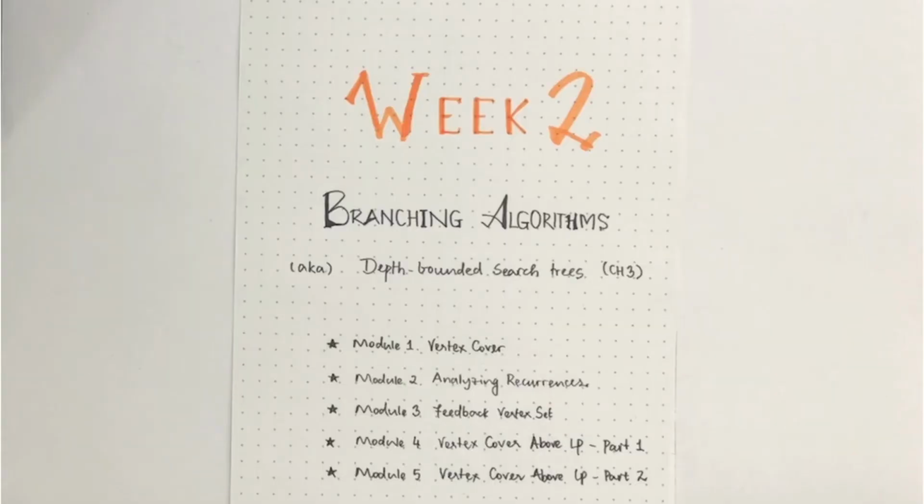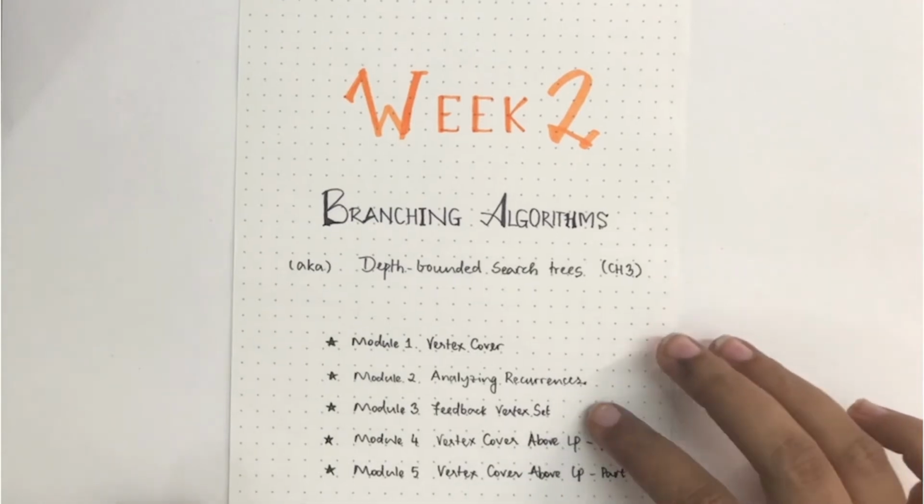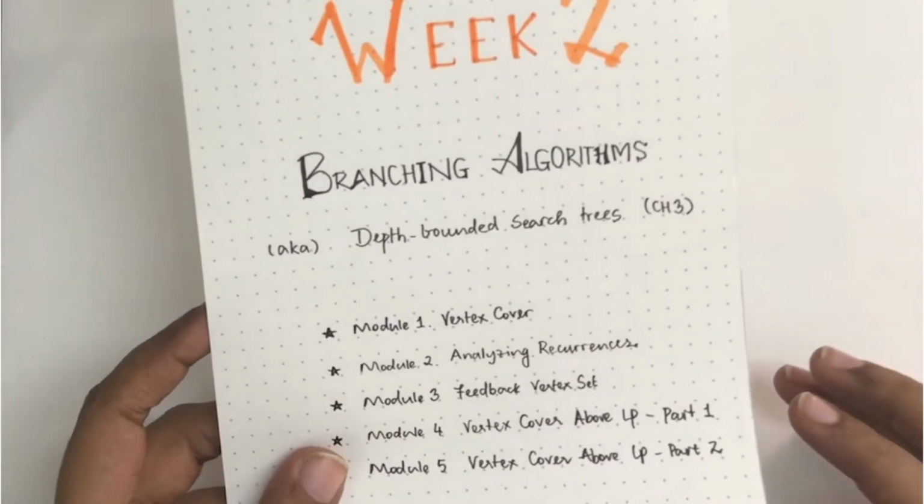Alright, so welcome to the third module of the second week. In this discussion, we will be exploring a problem called feedback vertex set. And as with vertex cover, the goal will be to come up with a branching algorithm for the problem.